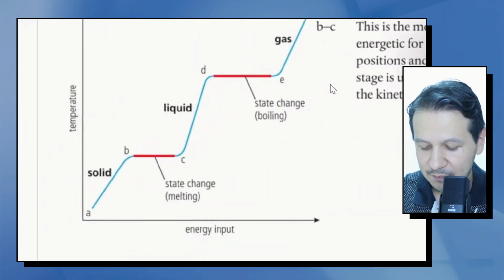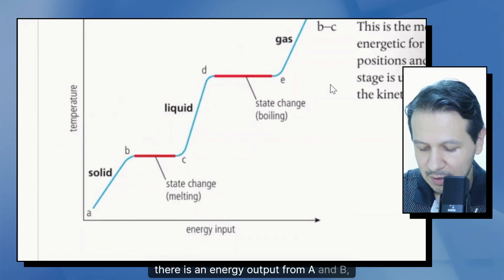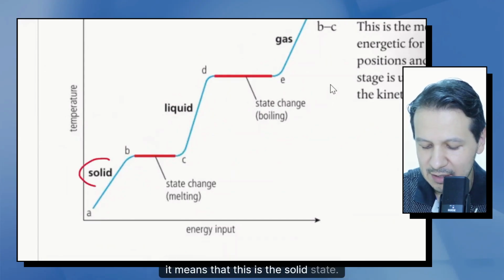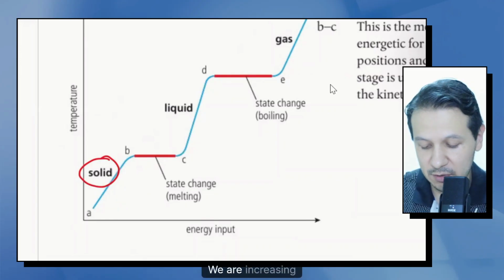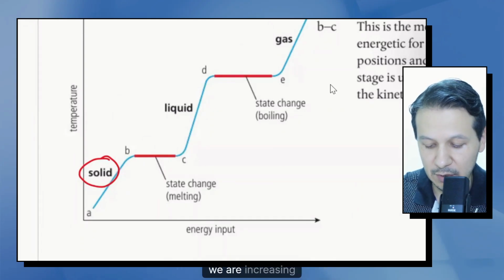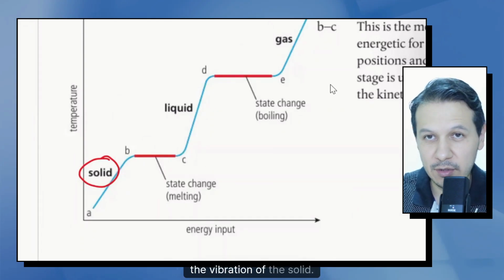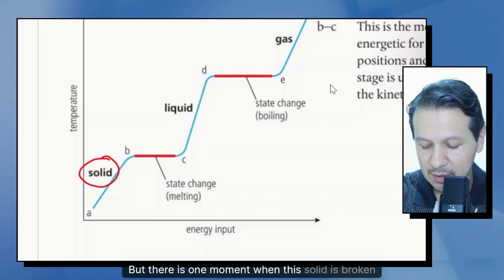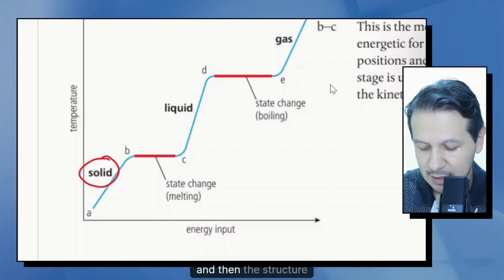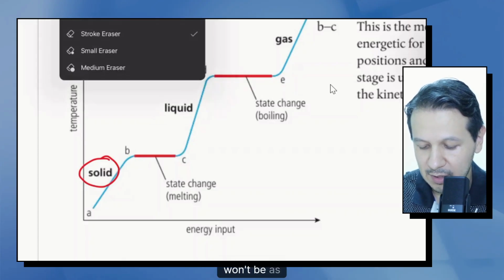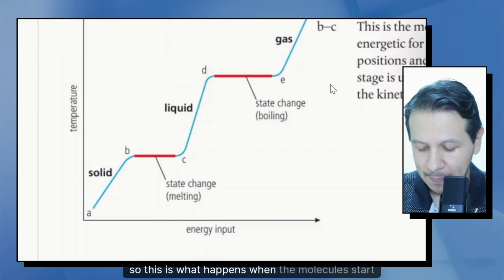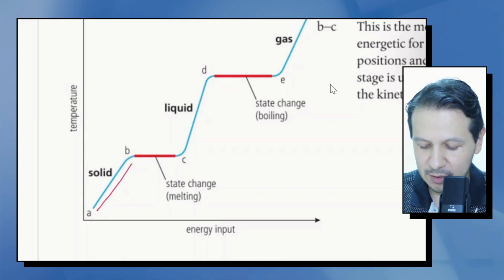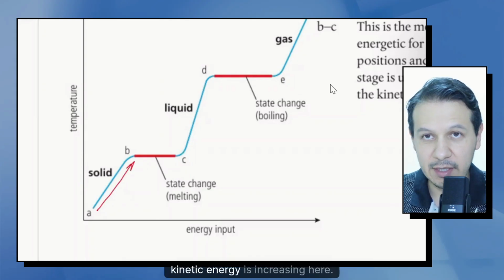So when you see there is an energy input from A to B, it means that this is the solid state. In this case, we could say we are increasing the temperature. We are increasing the movement of the particles because it's a solid. We are increasing the vibration of the solid. But there is one moment when this solid is broken, and then the structure won't be as it was before. So this is what happens when the molecules start to vibrate. The temperature is increasing, kinetic energy is increasing.